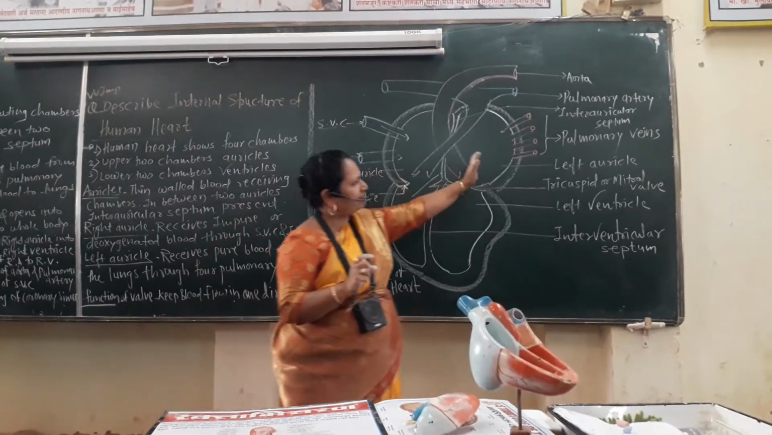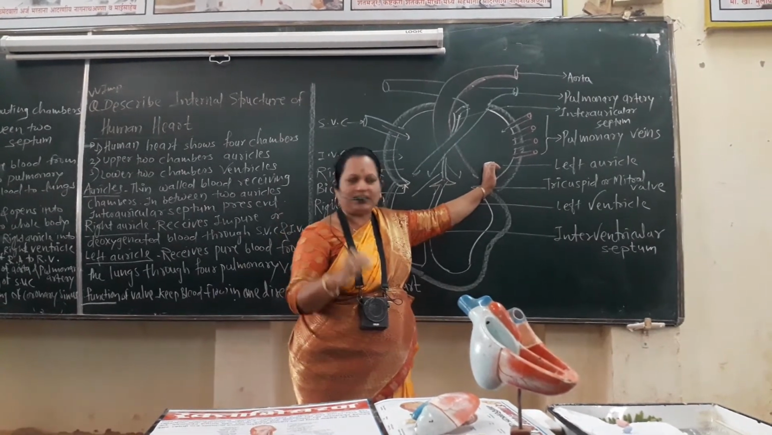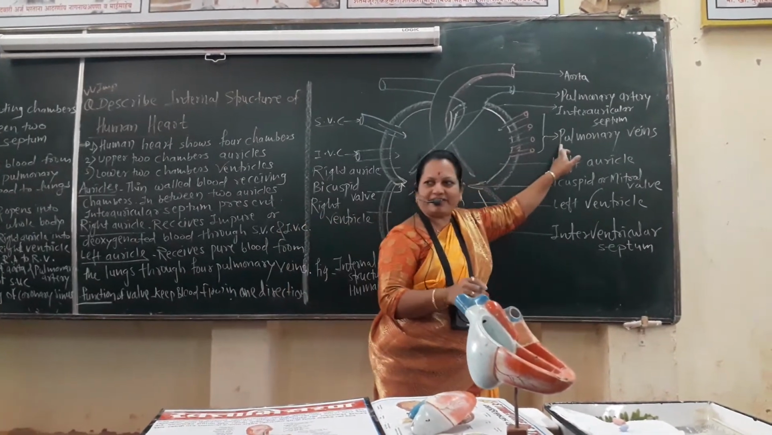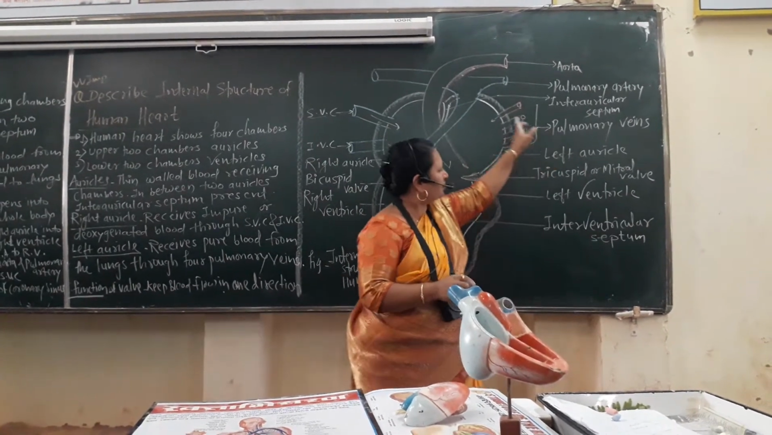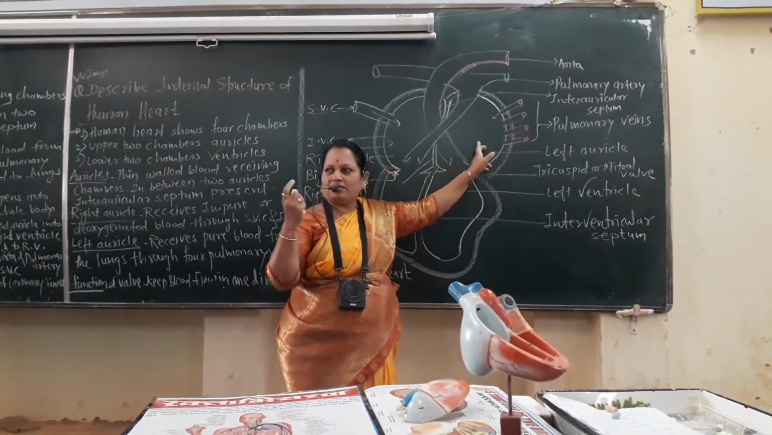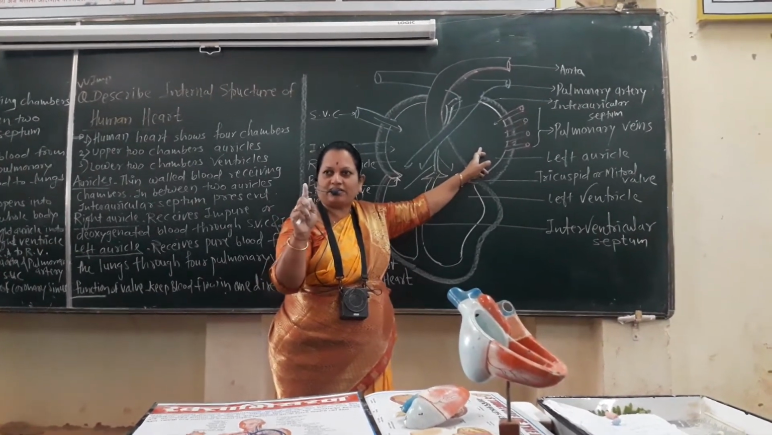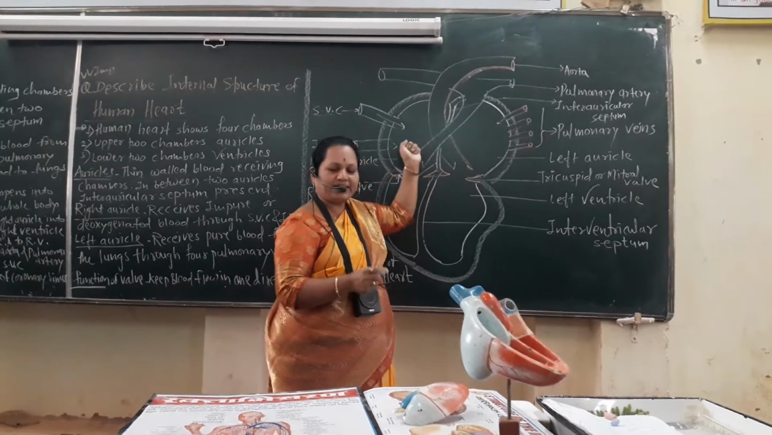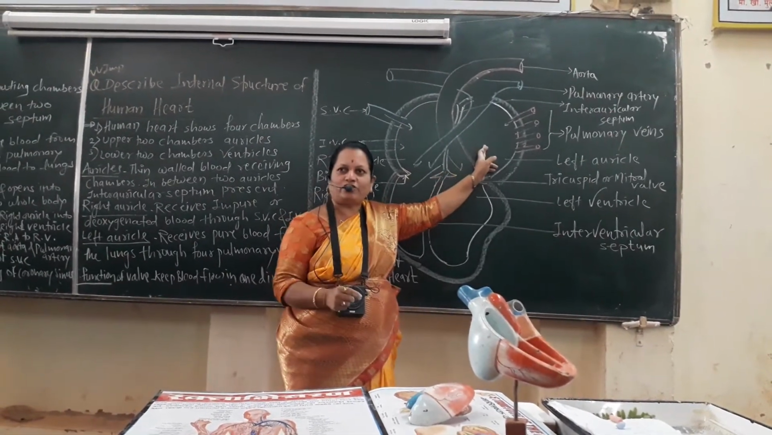While the left auricle receives which type of blood? Oxygenated or pure blood from the lungs. How many pulmonary veins are there? 4: 2 from the right lung and 2 from the left lung. That means the left auricle is a receiving chamber, and it receives oxygenated blood. The right auricle receives deoxygenated blood. The left auricle receives oxygenated or pure blood.